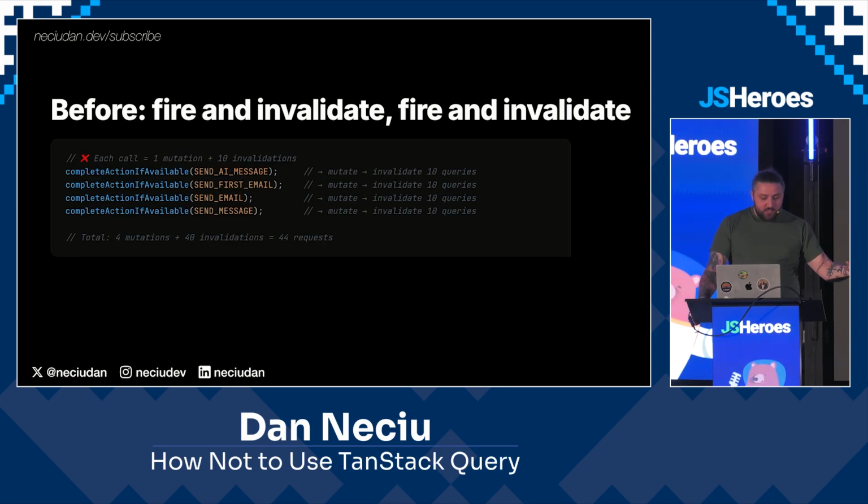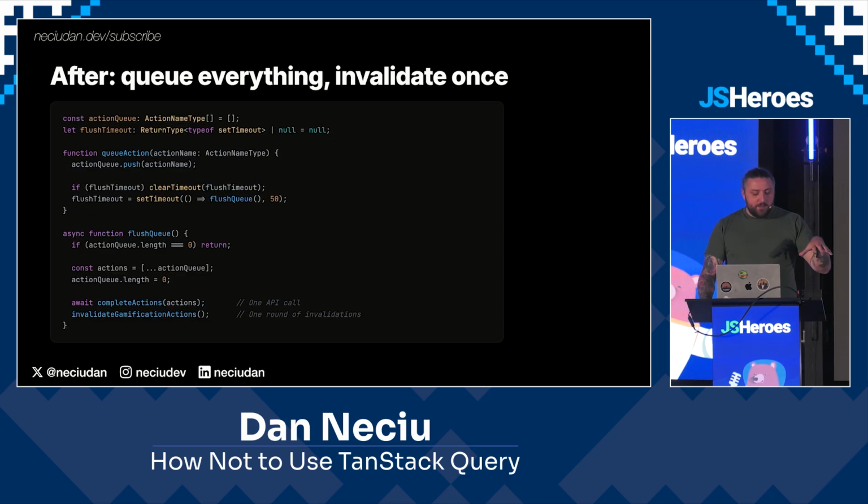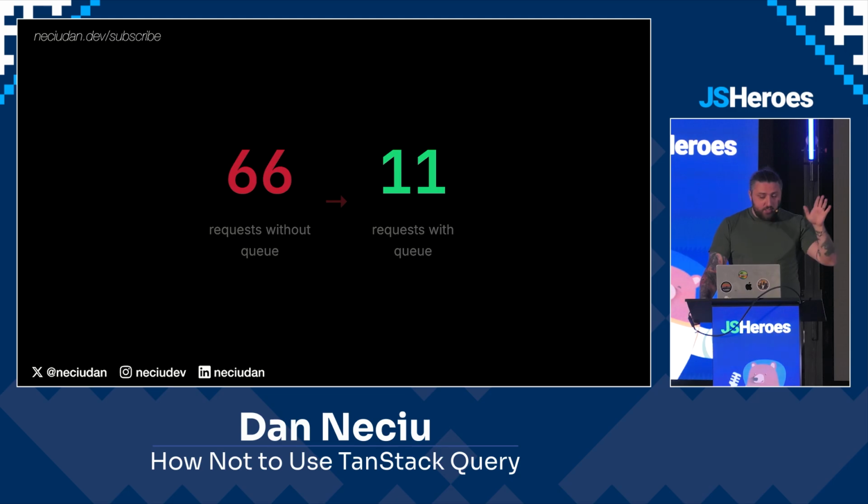First things first was our design issue. We were calling the action 5 times at a minimum and invalidating after each request, causing 50, 60, 70 potential GET requests after each click. So for this, we built a queue. The queue was simple. We just added the actions in an array, set a timeout function that executed the queue, that flushed the queue, and we then executed all the actions in parallel, and when that finished, we ran the invalidate function that invalidated all of our queries. And this helped a lot. Actually, it reduced our average gamification action requests from 66 to 11.